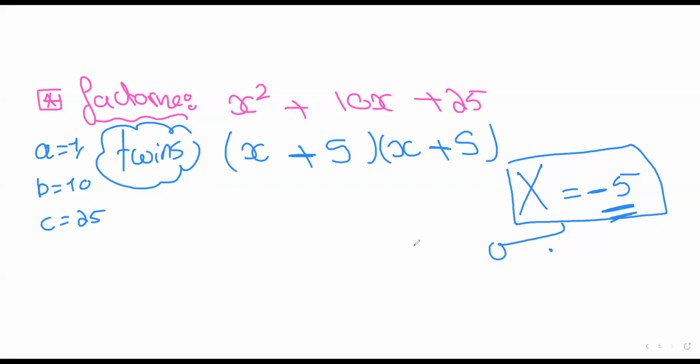It has two identical brackets. So I change the sign, I put it twice. Of course, this could be written as x plus 5 power 2. So let's just summarize. Actually, I'll continue here in this video because there's not much left.